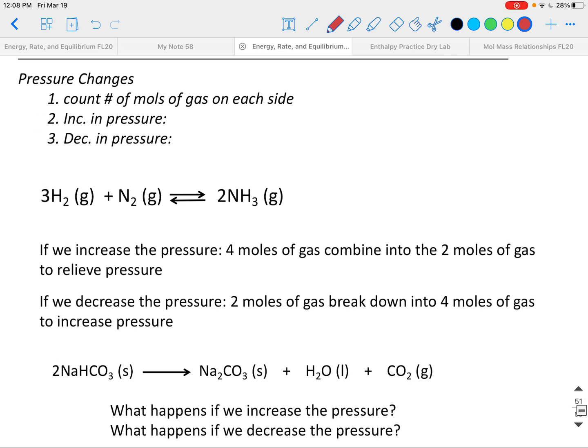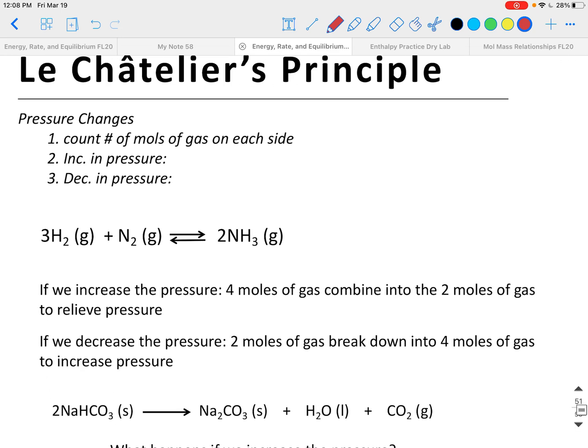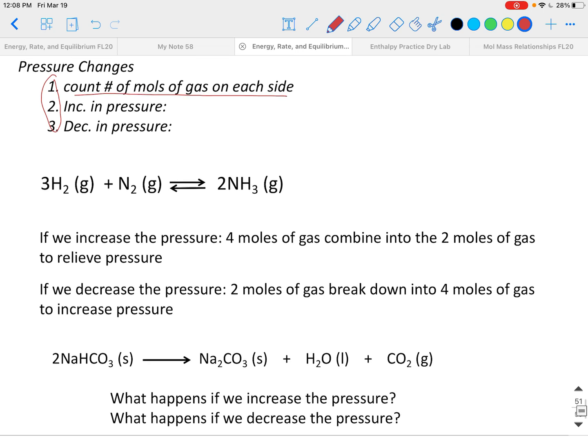Okay, pressure changes. The way we're going to determine an equilibrium shift with pressure changes is these steps right here. Number one, count the number of moles of gas on each side. So before we move on, let's do that. Everything in this reaction is a gas.